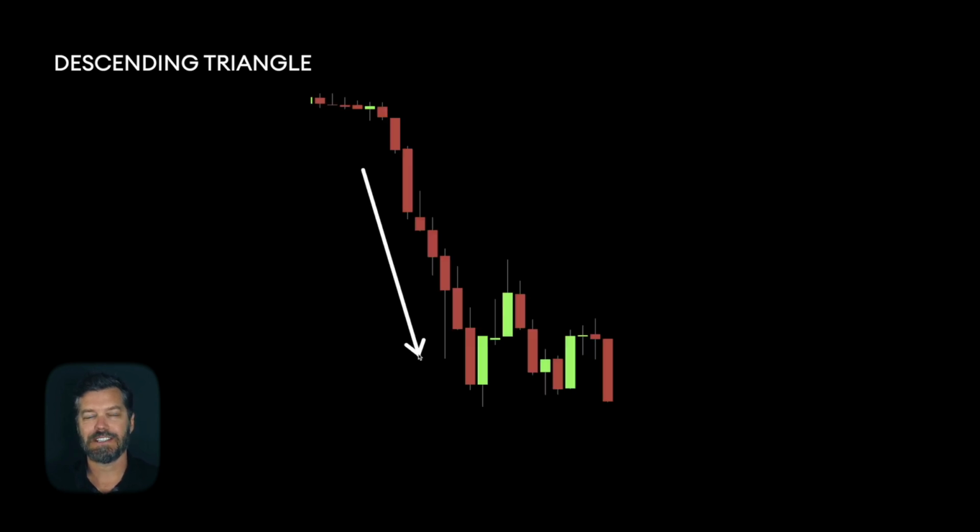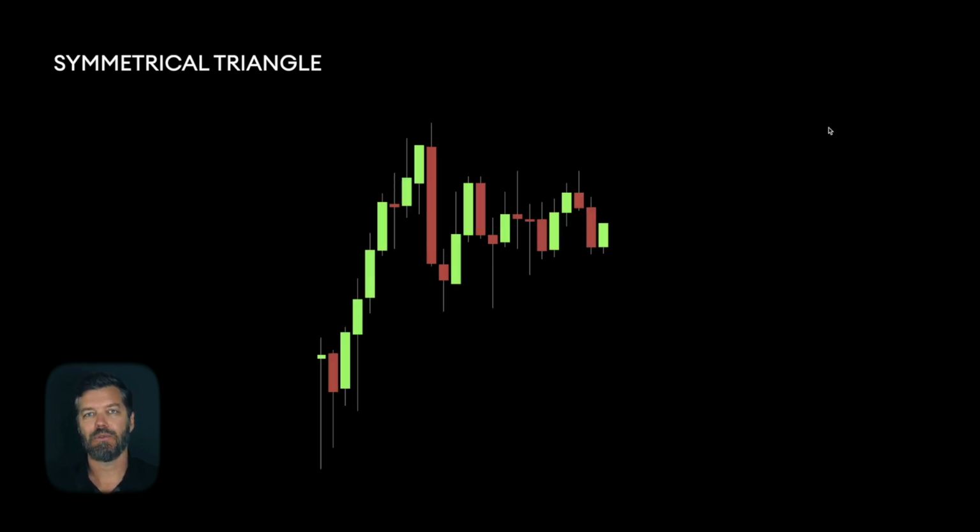In a bearish descending triangle, the price starts in a downtrend. The lower highs confirm that sellers are in control, and if the price breaks below the support, the downtrend is likely to continue. Finally, we have the symmetrical triangle.